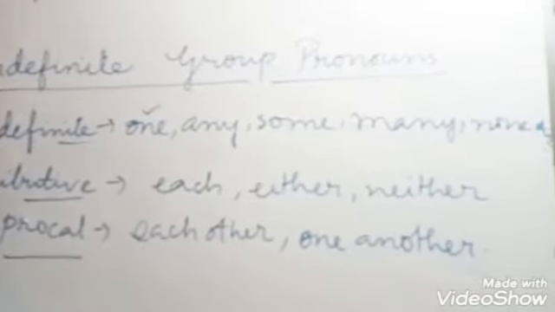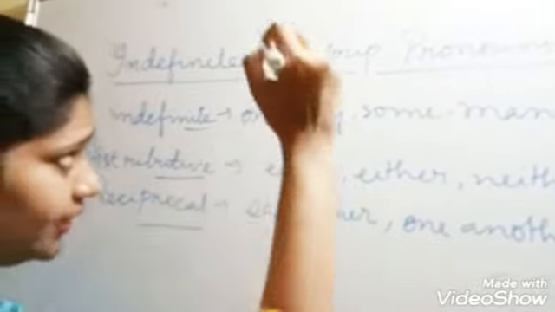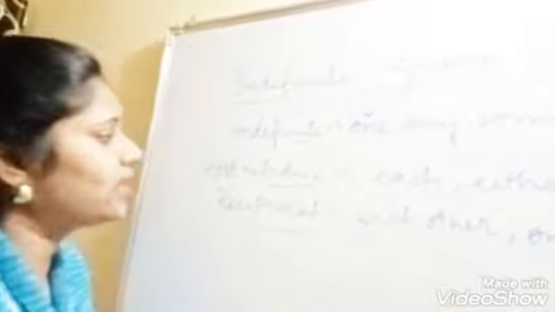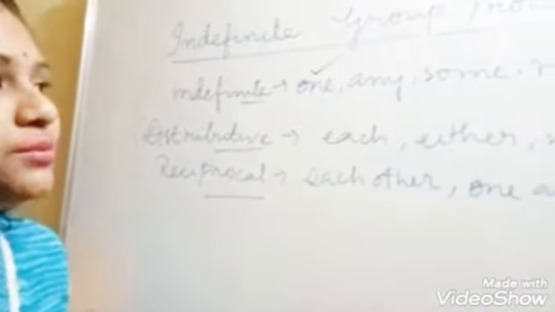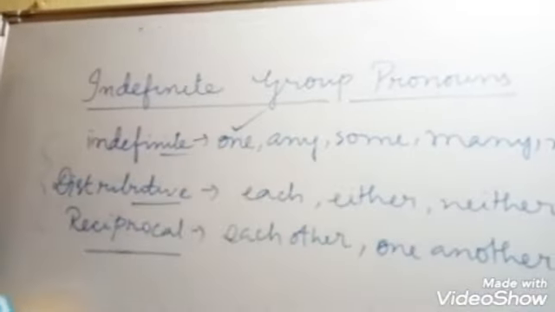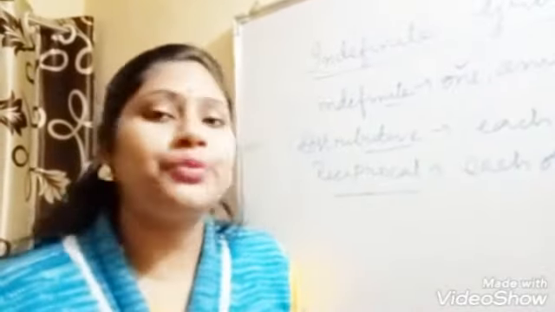Indefinite: one, any, some, many, or none. None of them were present. None of them did it. Or one should keep one's promises. So you see, I'm not referring to anyone specifically. One or any, they are indefinite. Then distributive: each of the boys performed well. Either, neither. These come under distributive. And the third one is reciprocal, like each other, one another. So these three come under indefinite group pronouns, and this is all about it. So we have completed our discussion on definite group pronouns and indefinite group pronouns in detail.